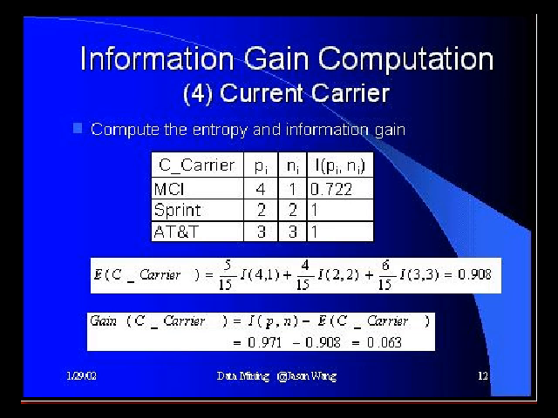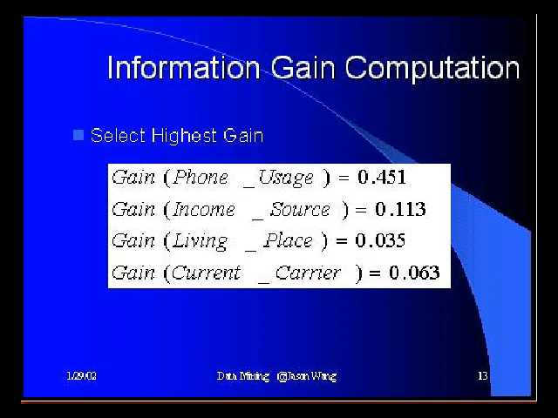Among all the 4 attributes, phone usage, income source, living place, and the current carrier, which attribute has the highest information gain, where the information gain for each attribute is calculated in a previous transparency? Which attribute has the highest information gain? The phone usage has the highest information gain. Therefore, we decide to branch on the phone usage at this level, actually at the top level. All right?